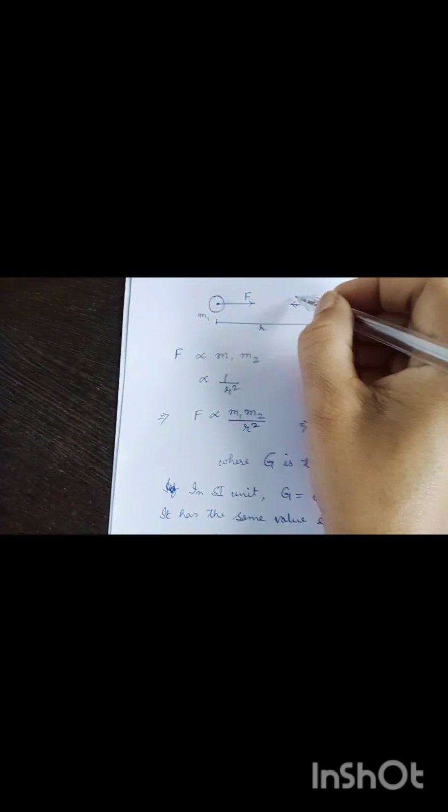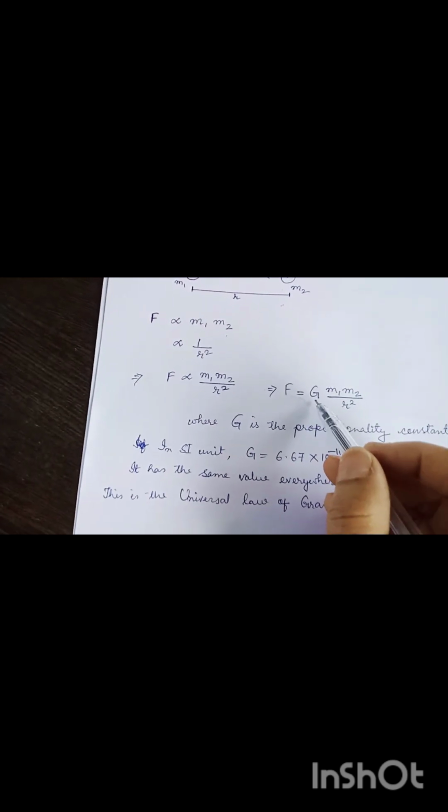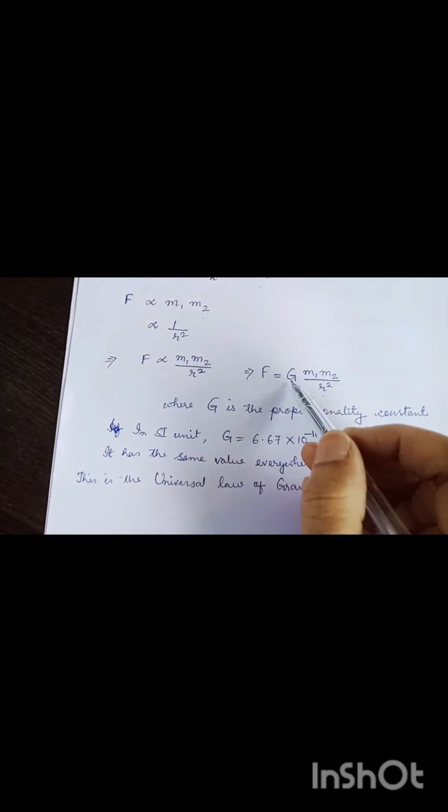So the expression for force can be written as follows. We have drawn the two mass bodies like this, separated by distance r. The force of attraction between both the objects is proportional to the product m1 m2 and inversely proportional to 1 by r square. So here F equals G m1 m2 by r square. This G is the proportionality constant.